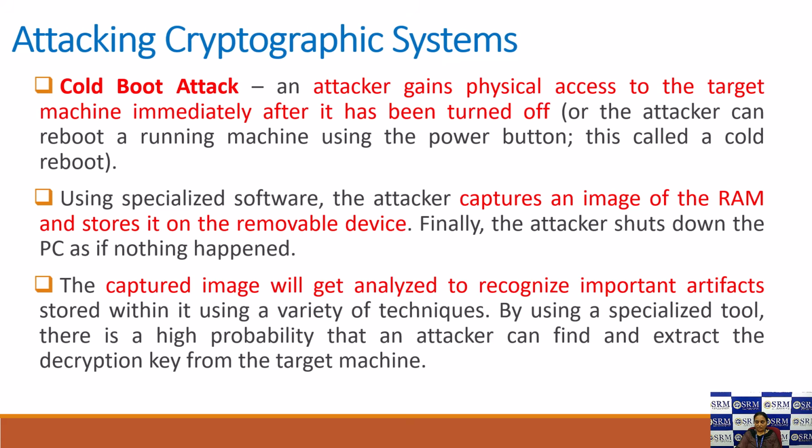will erase its data only if the system is fully powered off, right? It will take some amount of time. Before that, if you do a reboot using the power button, a cold reboot, that's immediate. Then the attacker can capture the image of the RAM, where we have essential information like keys. For example, the encryption key is stored there, right? We are able to capture that. After capturing the image, they analyze the data to recognize important artifacts stored in it. This is what they do.